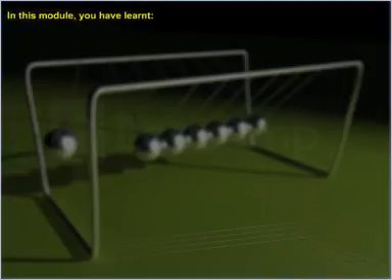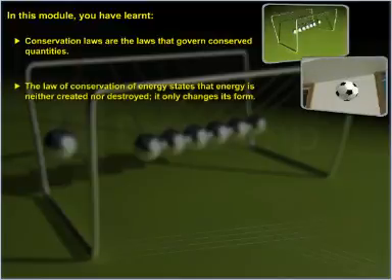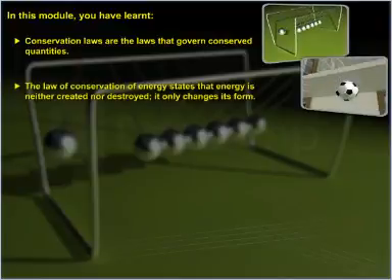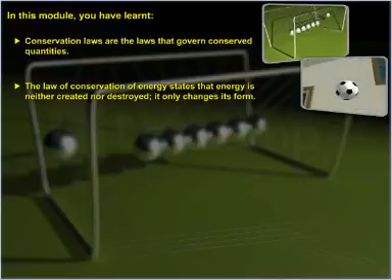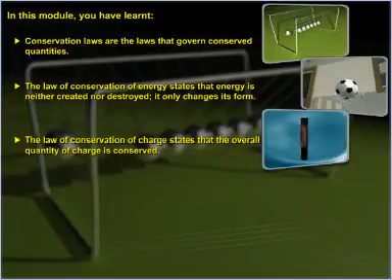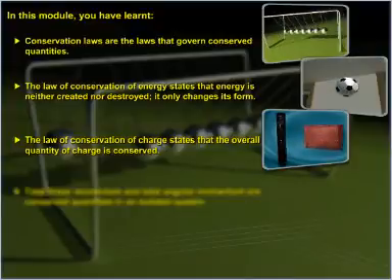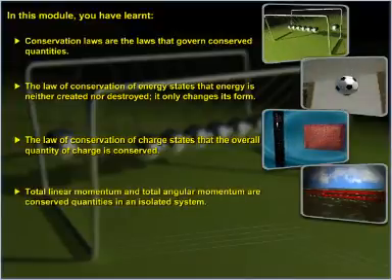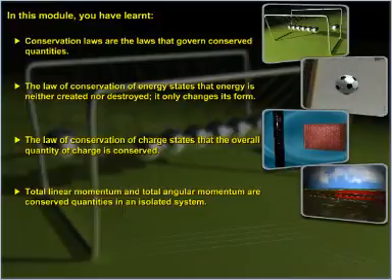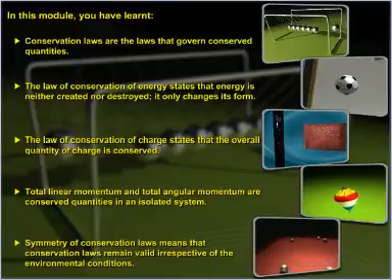In this module, we have learned conservation laws are the laws that govern conserved quantities. The law of conservation of energy states that energy is neither created nor destroyed. It only changes its form. The law of conservation of charge states that the overall quantity of charge is conserved. The total linear momentum and total angular momentum are conserved quantities in an isolated system. Symmetry of conservation laws means that conservation laws remain valid irrespective of the environmental conditions.